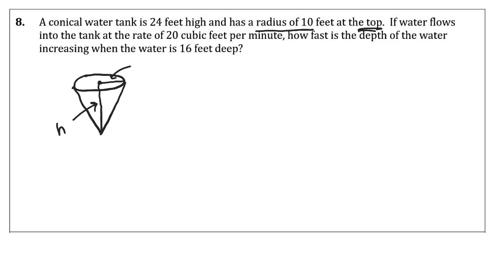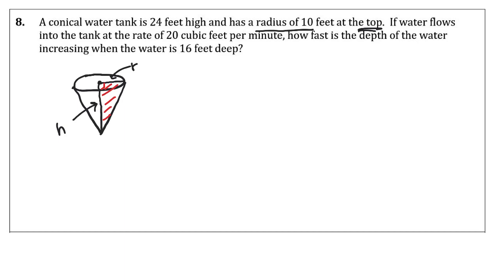Here's going to be your radius. And inside of that, it's important to know, it looks like you've got a pretty good little triangle going on here. A nice little right triangle. That might be useful for us to know. So we have that conical shape.